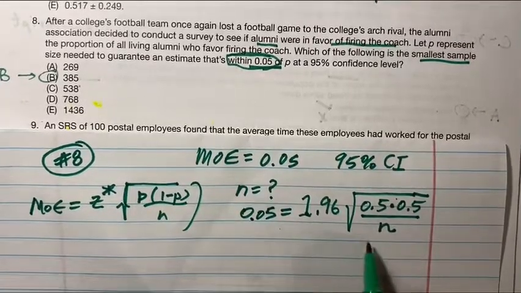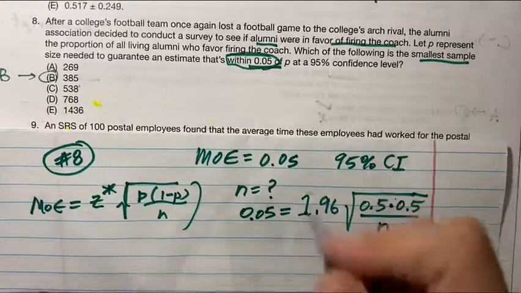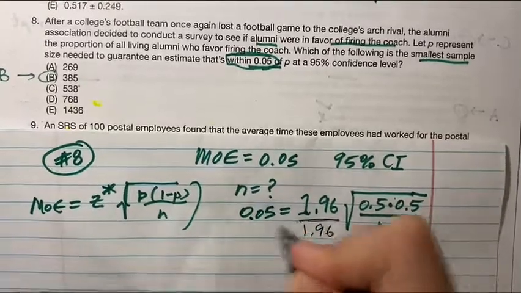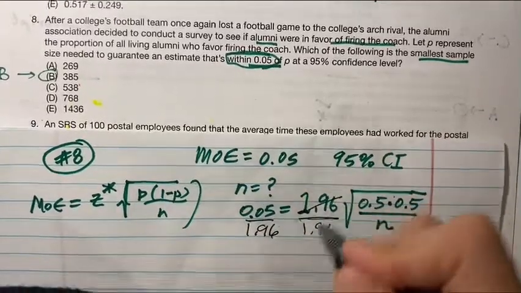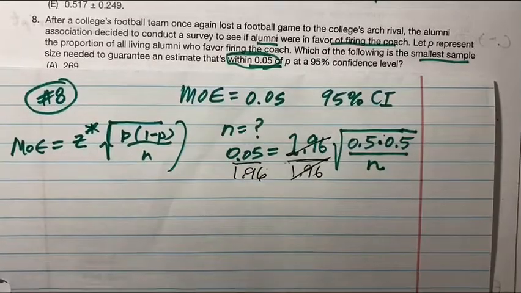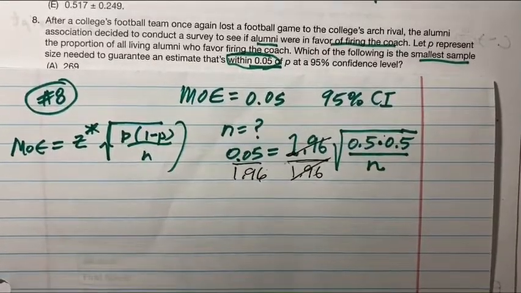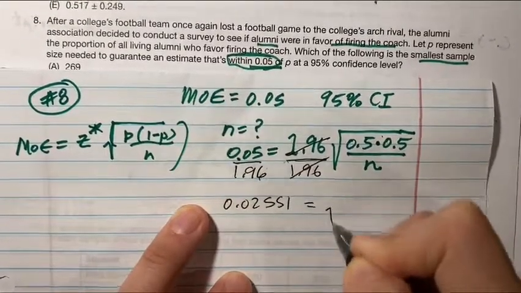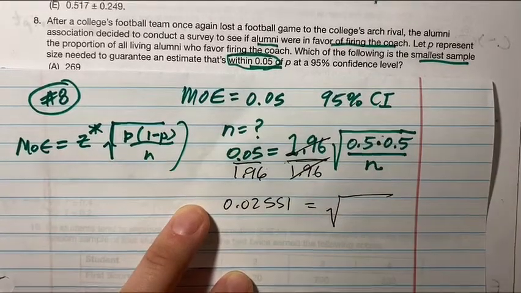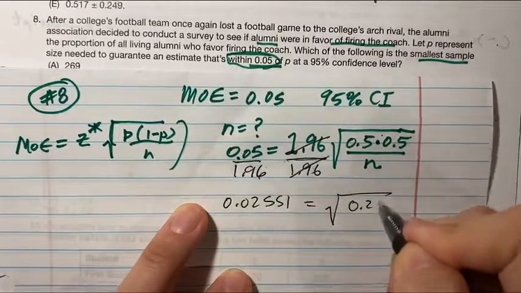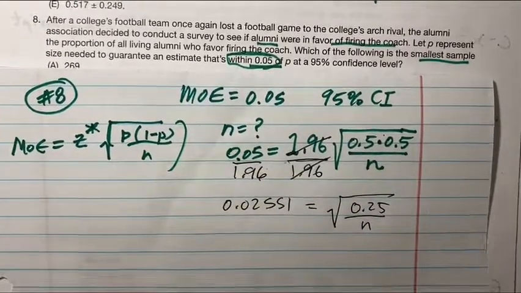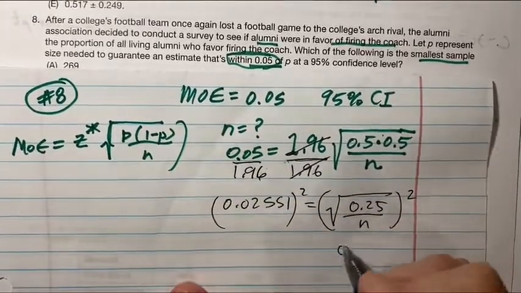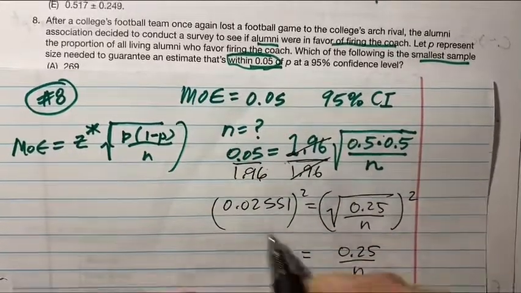Okay, so let's do it. Usually what we need to do is divide by our z star, and that goes away. So let's do that part first: 0.05 divided by 1.96. Beautiful. 0.5 times 0.5, we can do that little part over n. So this is what we have here. Now we're going to square both sides because we don't like the looks of this stuff. We need to get rid of that.